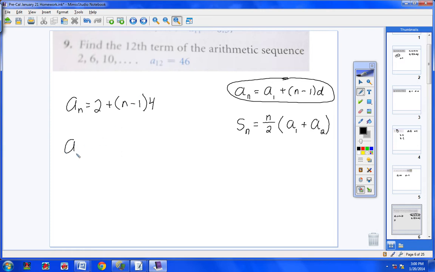So a subscript 12, the 12th term equals 2 plus 12 minus 1 times 4. And of course, if you simplify, it would be 2 plus 11 times 4. Then you multiply first. 44 plus 2 is 46. All right, let's take a look at number 11.